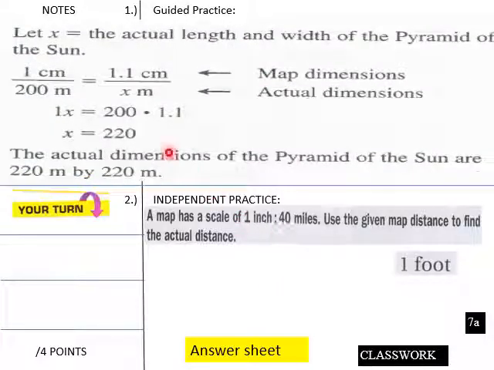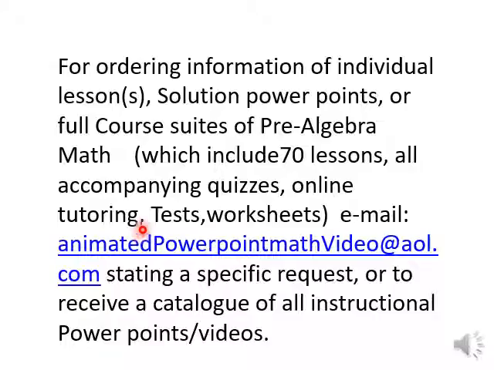This is part of your class worksheet, students. Let x equal the actual length and width of the Pyramid of the Sun. So we have 1 centimeter over 200 meters, that's our scale. Then we have 1.1 centimeters as the map length over x meters. We want to know the actual distance, so we again do our cross multiplication. We get x equals 220. So the actual dimensions of the Pyramid of the Sun are 220 meters by 220 meters.